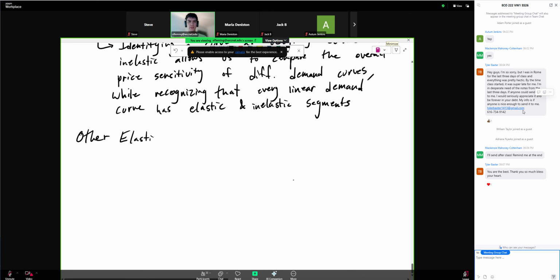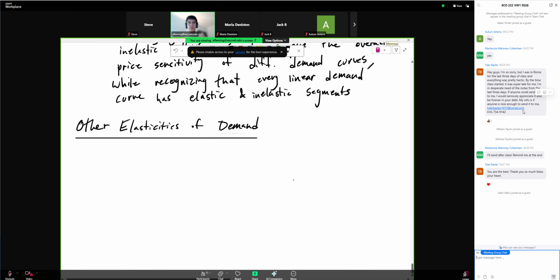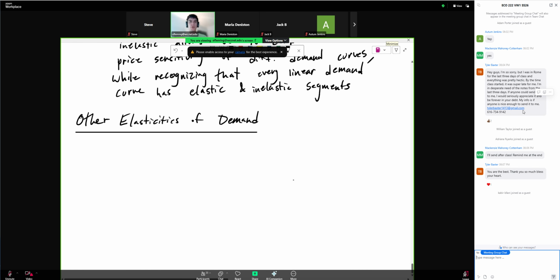Other elasticities of demand. So again, price elasticity of demand is but one example of an elasticity. We know there are relationships between various other things, even as it relates to quantity demanded. Yes, there's a relationship between price and quantity demanded, but there's also a relationship between, say, income and quantity demanded, and there's also relationships between the prices of other goods, like complements and substitutes, and quantity demanded. Okay, so I'm going to talk about two other elasticities of demand.